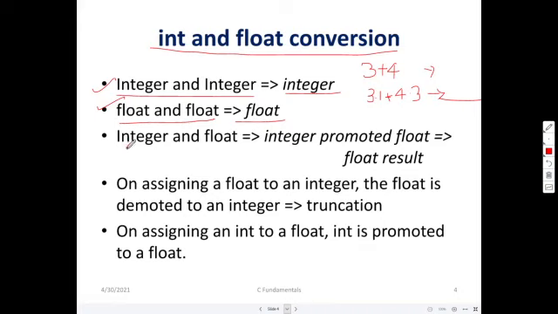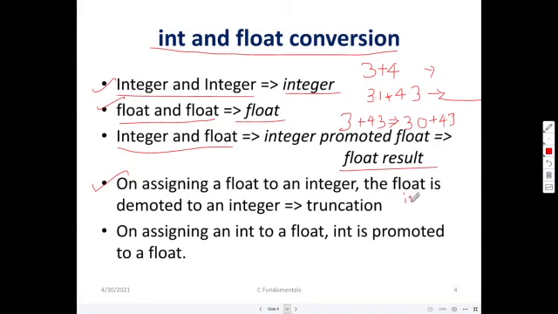Okay. Now, when it comes to integer and float, suppose I am adding 3 plus 4.3, then what will happen is the integer will be promoted to float. So 3 becomes 3.0 plus 4.3. The first operation done by the compiler is that 3 is promoted to float, that is 3.0, and then the result is a float.